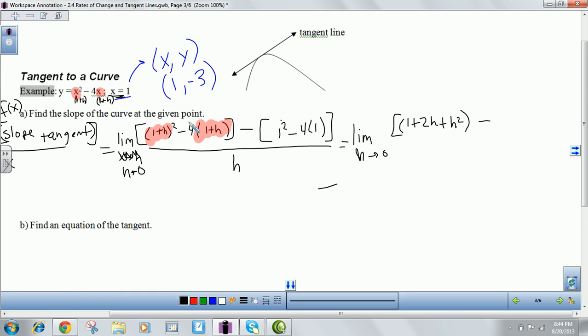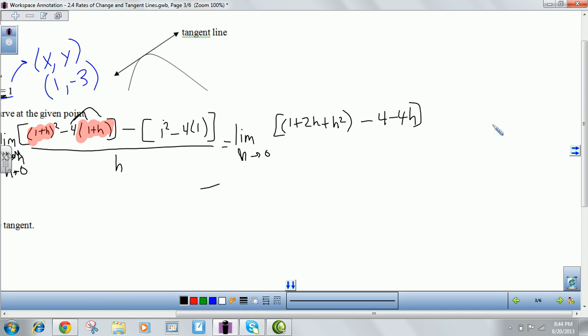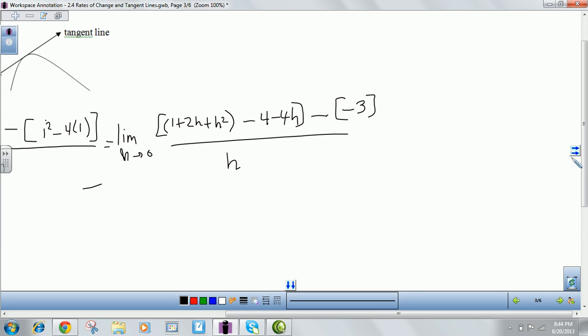Then you would distribute this negative 4 in, so it'd be minus 4 minus 4h. Now we're going to simplify this here, the 1 squared minus 4, and that just simplifies to negative 3 all over h still. Okay, now we're still simplifying. It's the limit as h approaches 0.